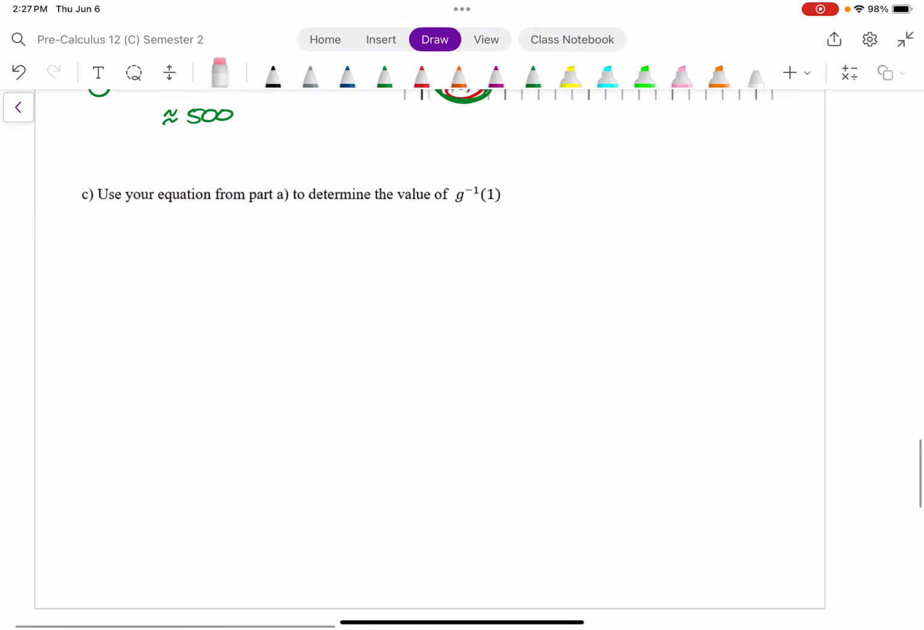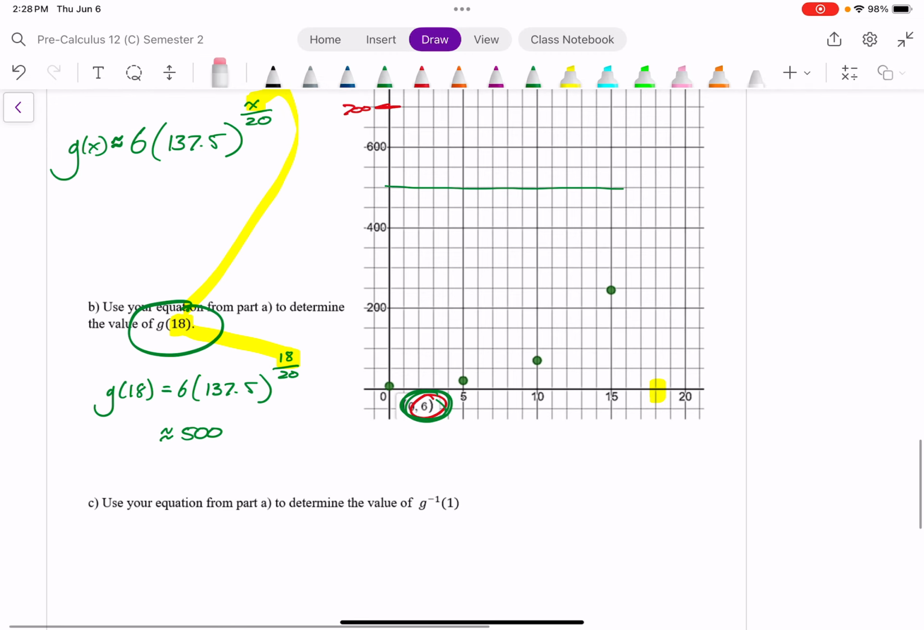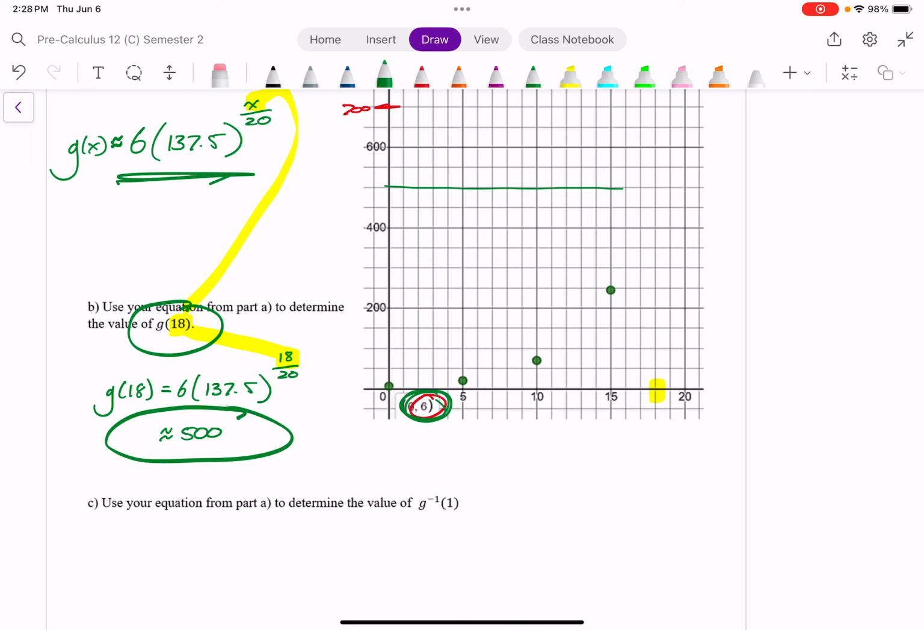All right, last part: use your equation from part A to determine the value of the inverse of g at 1. And maybe before I go on, I should say, even if you came up with a slightly different equation and weren't sure if it was correct, for part B you should get really close to 500. If you do, you know you're right. If you don't, you know you're wrong. And so that's where there's a lot of variety here.